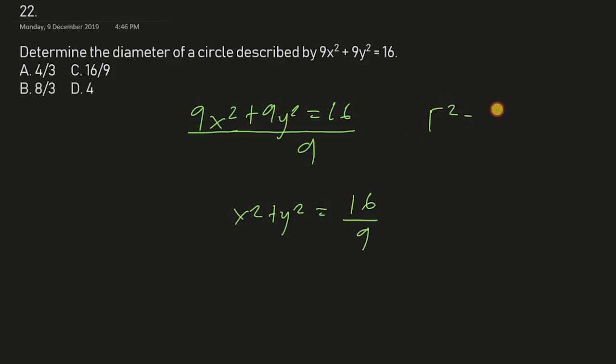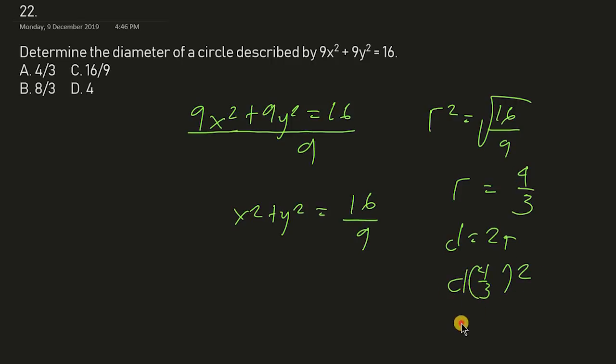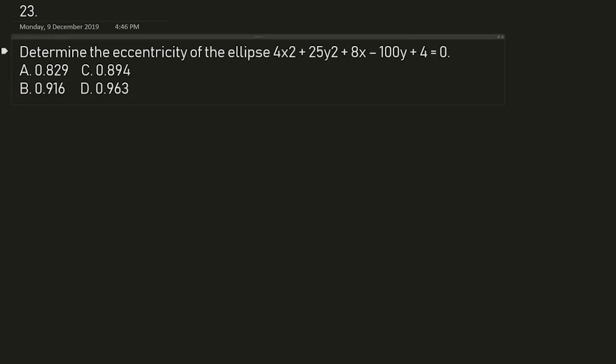So, I know that the r squared is equal to 16 over 9. R, square root ko yan, that's equal to 4 over 3. Yung hinahanap is diameter. And diameter is equal to 2 radius. Dalawang radius. So, that's 4 over 3 times 2. The value of my diameter is now therefore equal to 8 over 3. That's letter B. Alright? Next problem. Problem number 23.